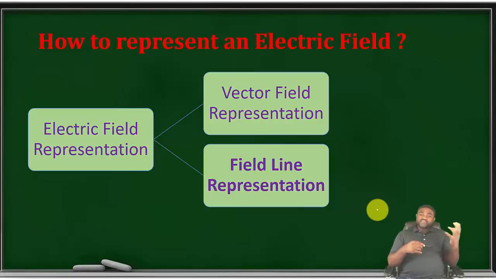We could either use the vector field representation, or we could use the field line representation. Now, the field line representation is a bit older than the vector field representation. If you open most textbooks, except for very recent textbooks, most will use the field line notation to represent electric fields.